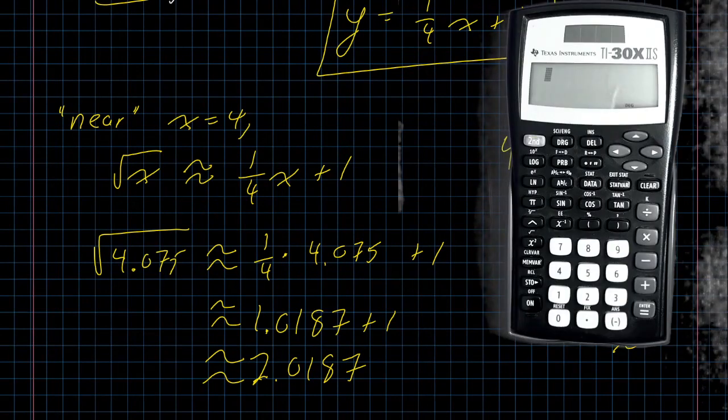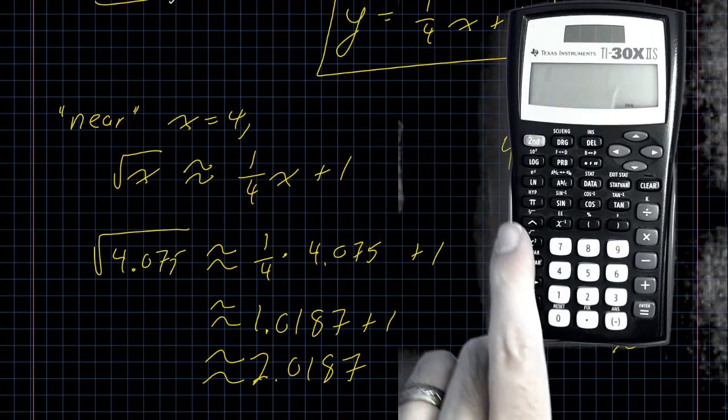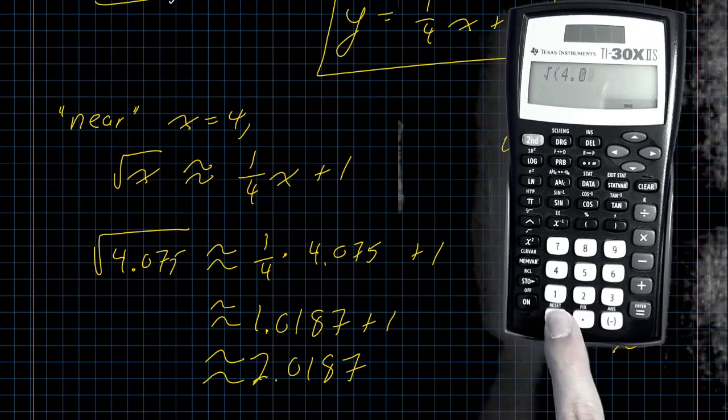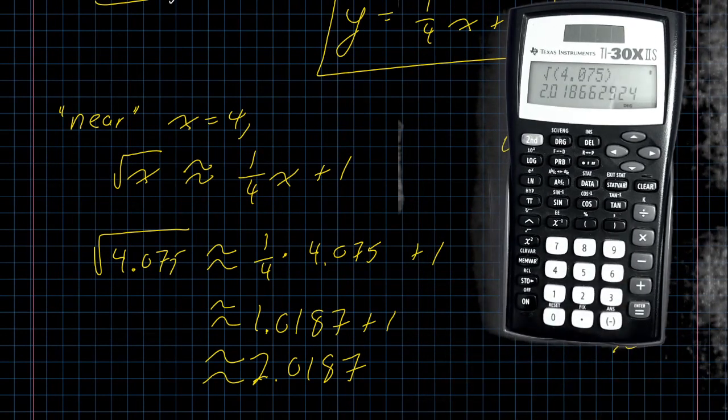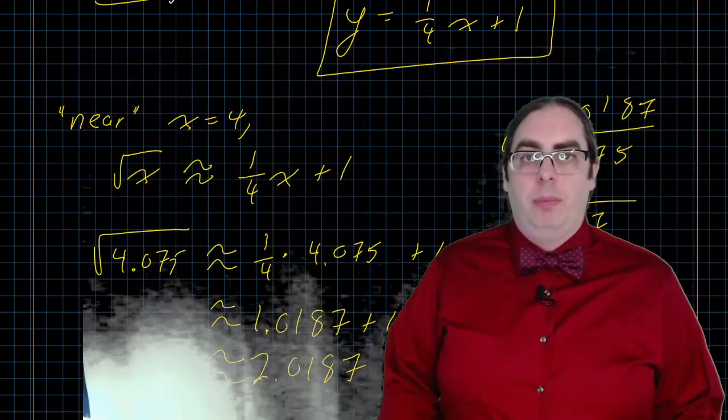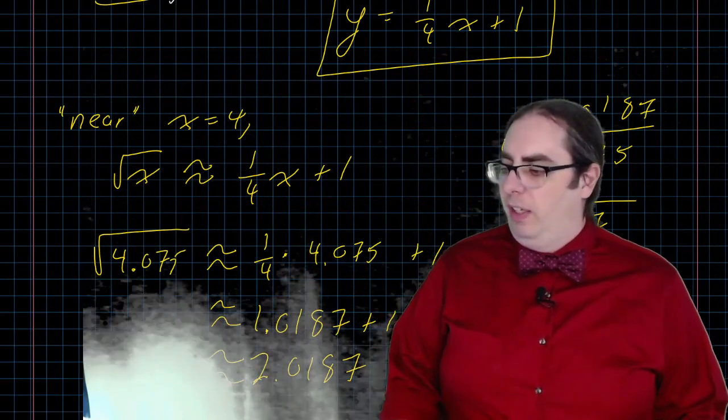All right, so let's grab my calculator and see how close I actually got. If I ask my calculator to evaluate the square root of 4.075, my calculator tells me that it is 2.018662. Rounding to 4 digits after the decimal point, 2.0187. To within a fairly high tolerance, those are the same value. So yes, a linear approximation does work, and sometimes it's very, very useful.